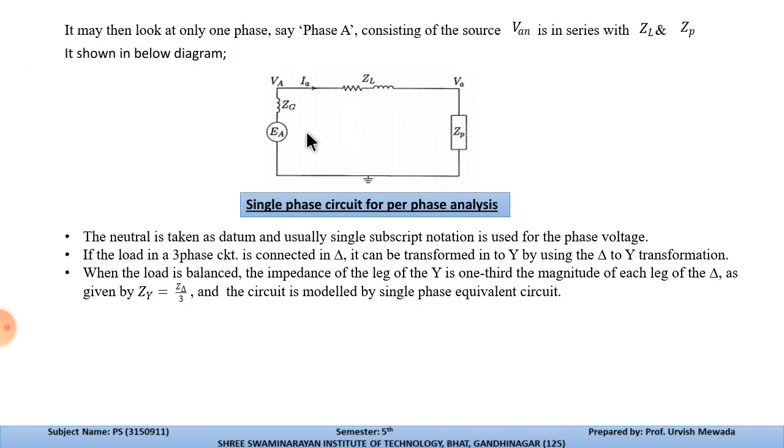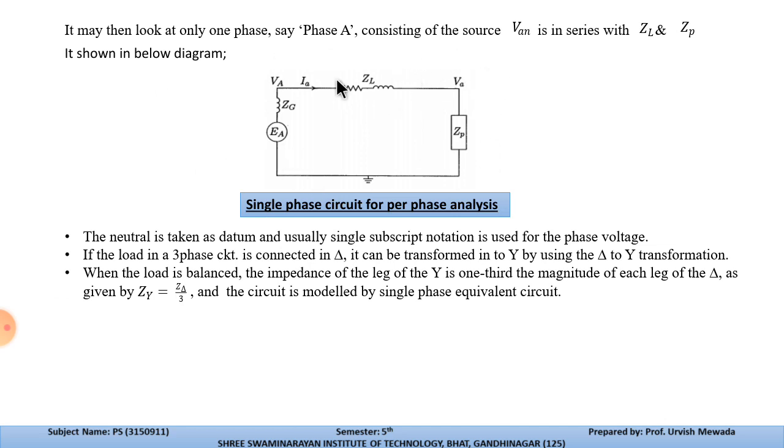So for the per phase analysis here we take only one phase, that is EA and VA to VA, and this is the line impedance, this is the source impedance, and this is the load impedance. Now VAN indicates the load side voltage, or we can say the phase voltage, which is in series with ZL and ZP. It is shown in the diagram. So we take only one phase, and here the neutral is taken as datum, so that's why usually single subscript notation is used for the phase voltage.